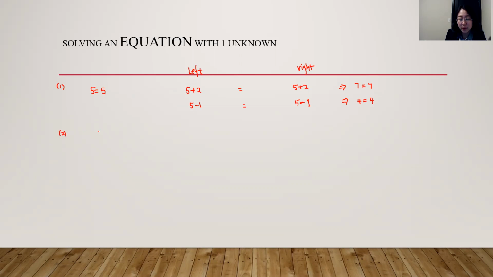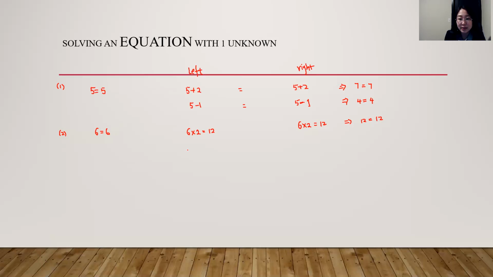The second principle is that when we multiply both sides of the equation by a number or divide both sides of the equation by a number, the equal sign holds, and we get another equation. So take 6 equals 6. If we multiply both sides by 2, the left-hand side is 6 multiplied by 2, which equals 12. The right-hand side is also 6 multiplied by 2, which equals 12. So the new equation is 12 equals 12, and the equal sign holds.